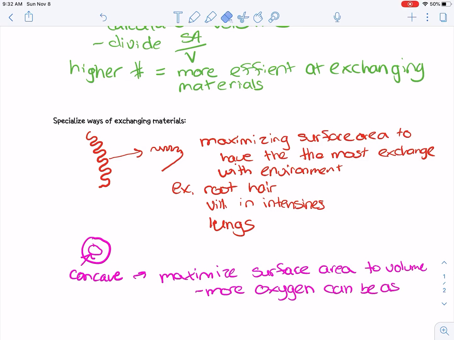So we're going to do a really fun lab to see this in action and see how the exchange of materials can work that way. Okay.